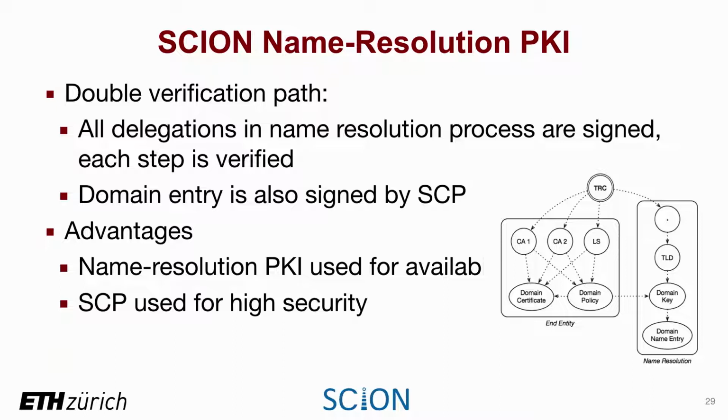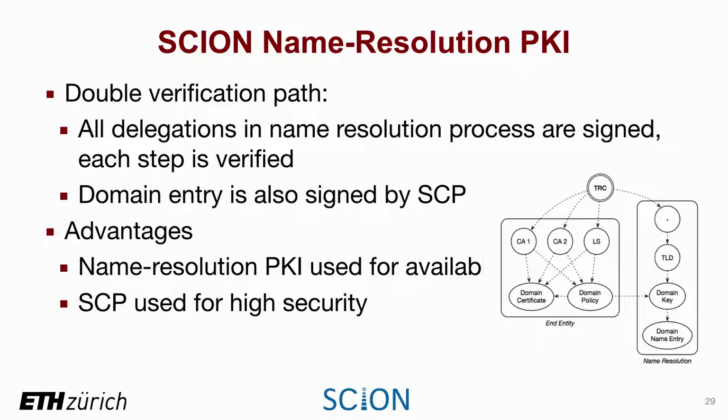In contrast, the SCION name resolution PKI uses two different verification paths. It also uses a verification path that is similar to DNSSEC, so that has the same disadvantages. However, in addition, we use the SCP of the end entity PKI to also digitally sign a domain key that is then used to sign the DNS or the RAINS entry. RAINS is the system for name resolution that we use in SCION.